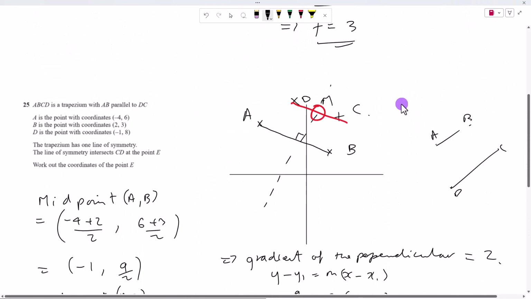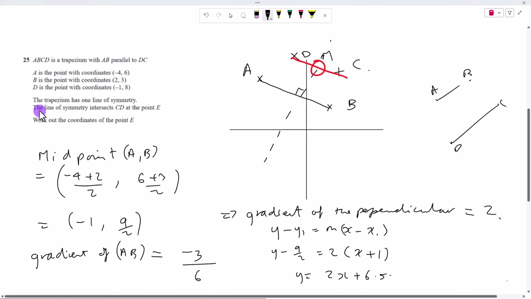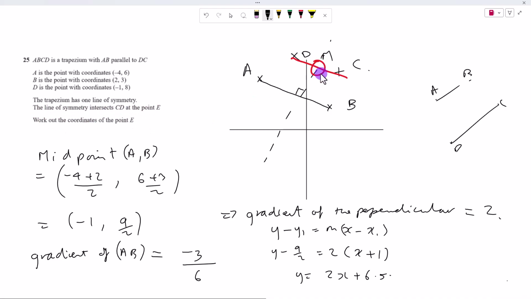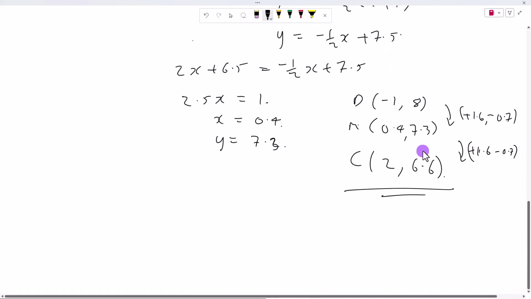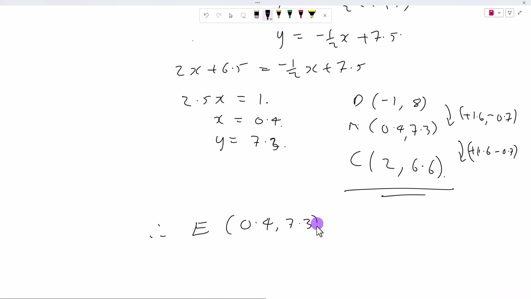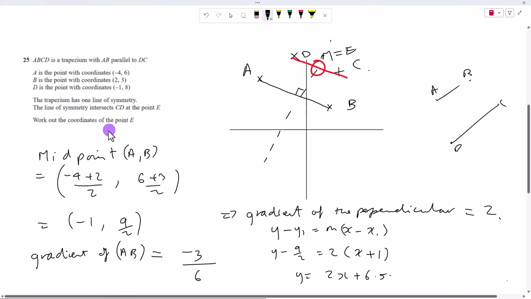The question actually asked, the line of symmetry CD intersects at the point E. This is my point E. M is equal to E. So I found E. I didn't need to find C. I went one step further. So my value for E must be equal to (0.4, 7.3). So there you go. When you finish your question, a good point is always to go back and just check you've actually answered the question you're supposed to answer.